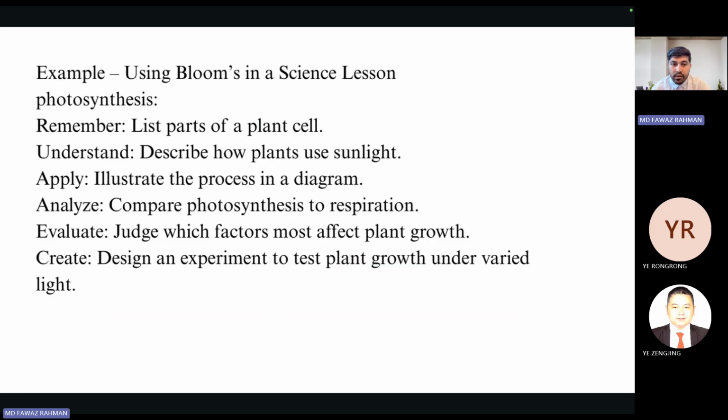how sunlight is helpful for the plant, and describe how the plant uses sunlight. And also we apply it to illustrate the process in a diagram, and we analyze it, comparing photosynthesis to respiration, and then we evaluate it. So to evaluate is to judge which has the most effect on plant growth. And to create, we must design an experiment to test plant growth under varied light.